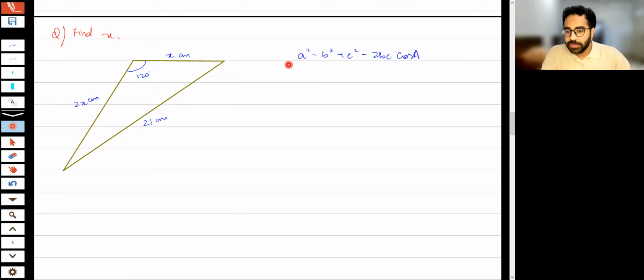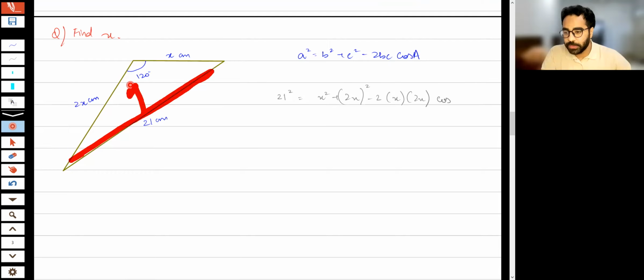पहले क्या, मुझे अगर मेरे साइड का फॉर्मूला था ना, तो मेरे पास साइड कौन सी होगी? ये वाली साइड होगी जो कि इस नोन एंगल के ऑपोजिट है, ठीक है? तो my side would be 21 squared. What would be B and C? B and C would be the adjacent sides of the angle, would be x squared plus 2x whole squared minus 2 into x into 2x cos. What would be the angle? The angle would be the one which is opposite to this side 21, ठीक है? So I'll get the angle as 120 degrees.